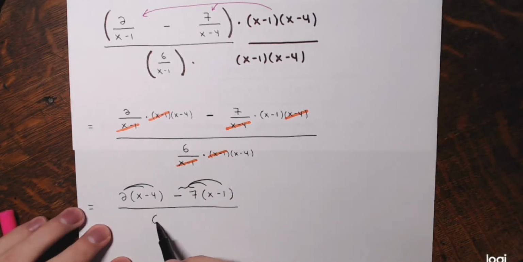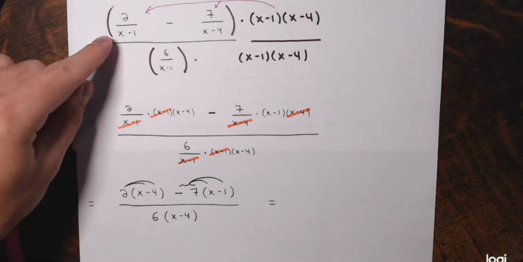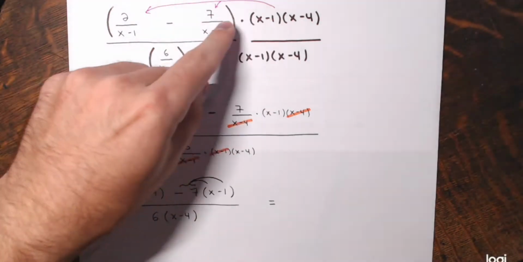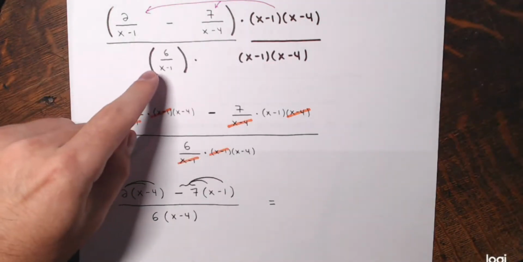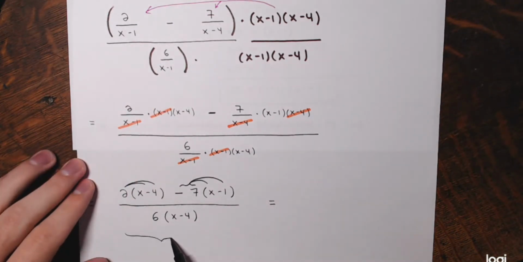And that'll be 6. What's left over is 6 times the quantity x minus 4. Now I'm going to leave the denominator factored for now, and we'll simplify the numerator. But look at this. I started off with this complex fraction, fractions within fractions. After multiplying the numerator and denominator by the LCD, you have a fraction that's not complex anymore. There are not fractions within the fraction anymore. There's a single numerator and a single denominator.